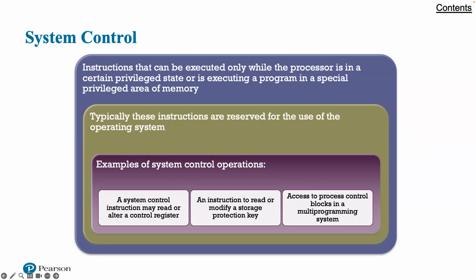A system control instruction may read or alter a control register. We discussed control registers in chapter 16, so we'll be getting to that. Another example is an instruction to read or modify a storage protection key, such as used in the CS390 memory system. Another example is access to process control blocks in a multi-programming system.